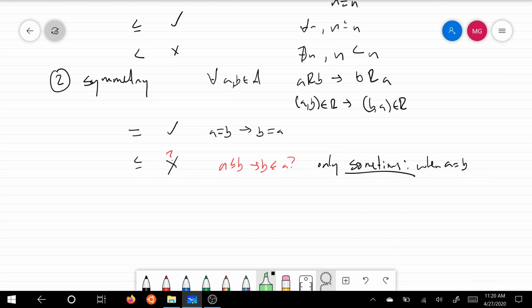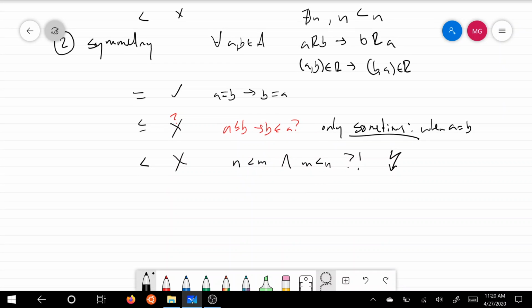Okay. Last case. Is less than symmetric? No, never. It's never the case that n is less than m and m is less than n. Like, what crazy world are you talking about? I'm going to even draw a lightning bolt. I'm just that upset. Okay, last example. Let's look at transitivity.